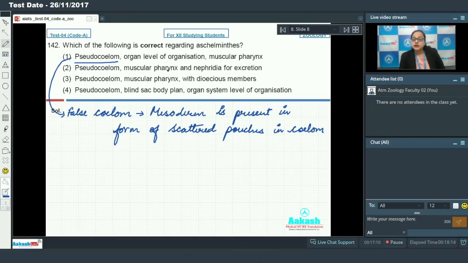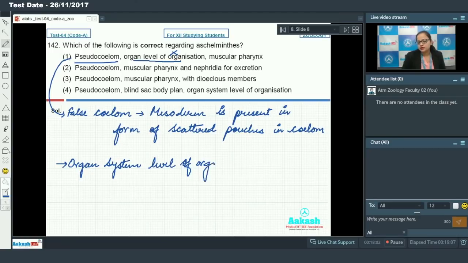Then there is organ level of organization. This is incorrect regarding Aschelminthes since they have organ system level of organization, not organ level of organization. What happens in organ level of organization? There are organs performing different functions. But what happens in organ system level of organization? Numerous organs work together to achieve a common goal. Like if we talk about the digestive system, in which the stomach is an organ, the intestine, the liver, all these organs work together to help in the digestion of food. Then there is muscular pharynx. These organisms have a muscular pharynx. So this cannot be an answer since it is saying it has organ level of organization.